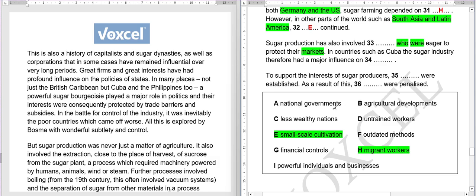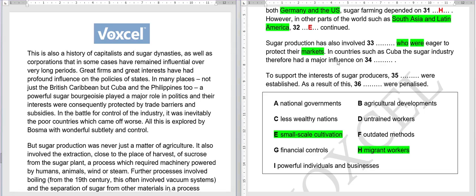So it can be national governments, agriculture developments. It doesn't sound good. Less wealthy nations. Yeah, it can be untrained workers. Grammatically it can be, but it doesn't sound right to me. Outdated methods, no. Financial controls, no. Powerful individuals and businesses, yeah, it can also be the answer. So let's see. This is also a history of capitalist and sugar dynasties as well as corporations that in some cases have remained influential over very long periods. So they're saying that now we have a history of these and they have tried to remain influential for a lot of time.